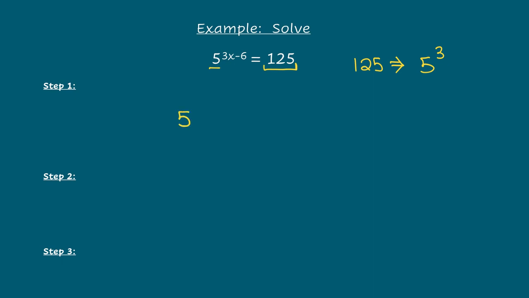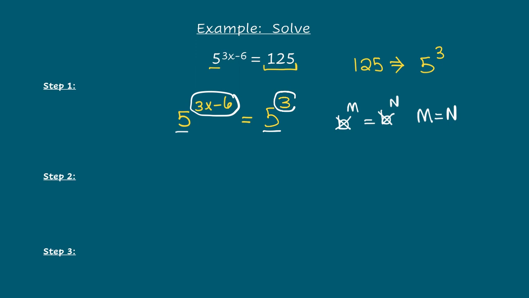So I'm going to have 5 to the 3x minus 6. I still need to keep the exponents that I already have. I'm just going to be inserting new ones. And on this side, I'm going to have 5 to the 3rd power. So now I have the same base on both sides. And because of that property that says if I have b to the m equals b to the n, I can just get rid of the base and I can set m equal to n. That means I can take this and I can set it equal to this. This is my m, this is my n. So I can set those equal to each other.